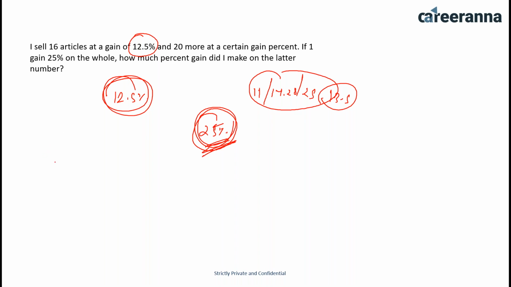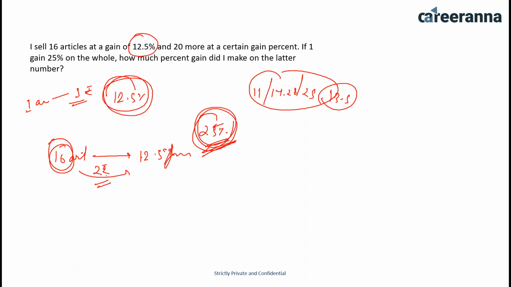Let me explain it. Okay, Snehal, let me tell you how. 16 articles, 12.5% gain. Suppose that one article means 1 rupee. Cost price of one article is 1 rupee. So for 16 articles, 12.5% is 1 by 8. That means the gain is 2 rupees. Is it clear? 12.5% gain is 2 rupees.